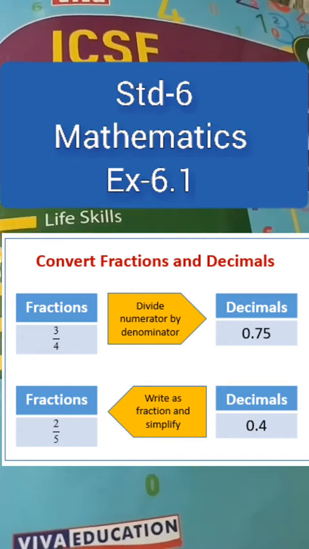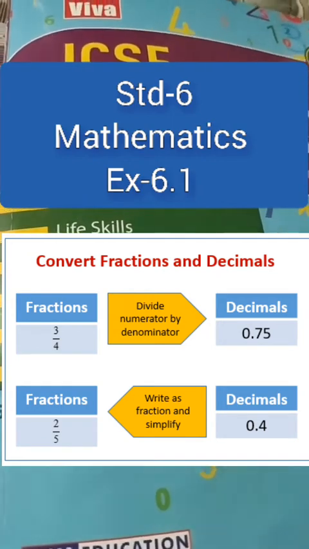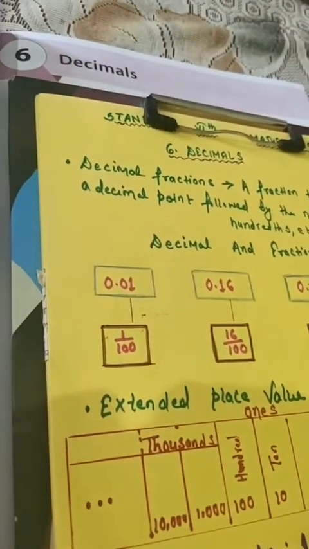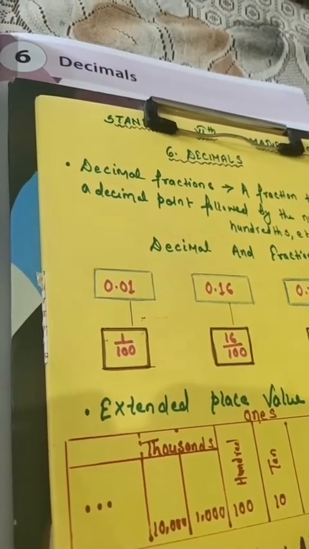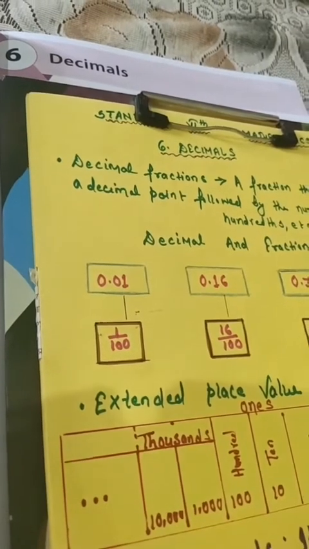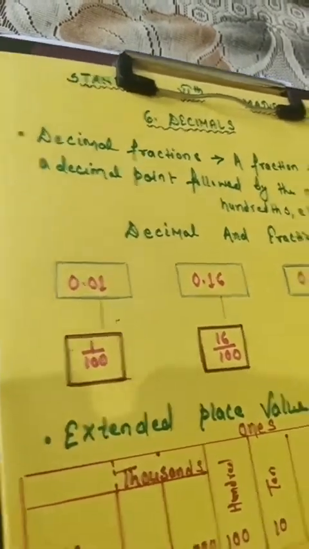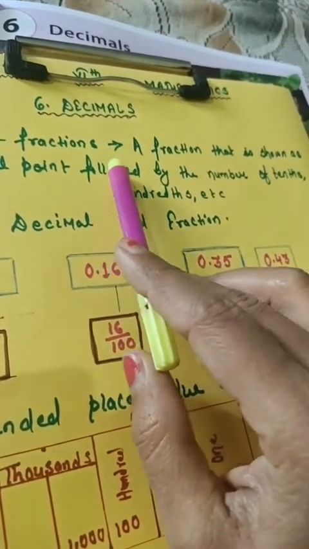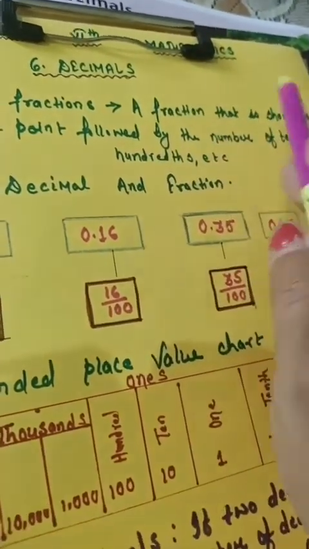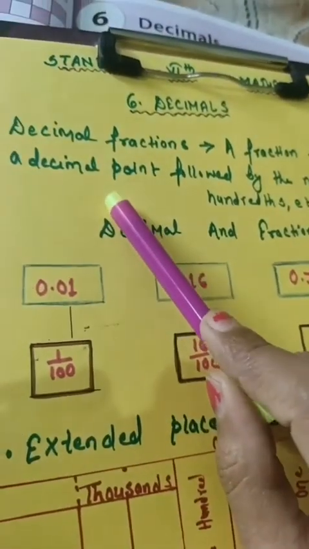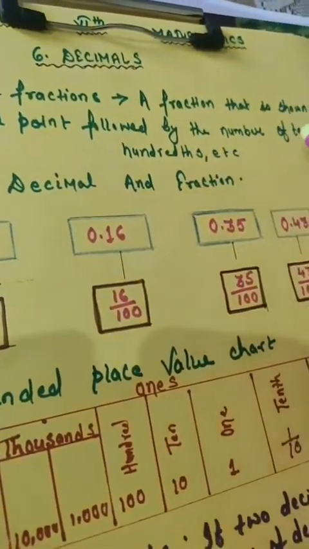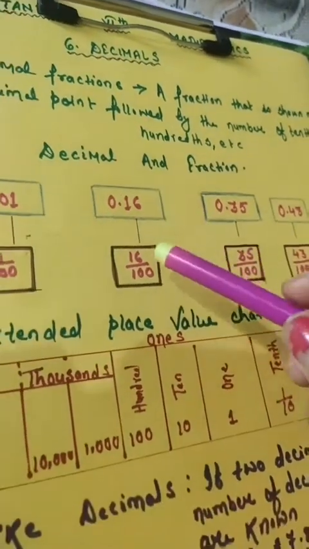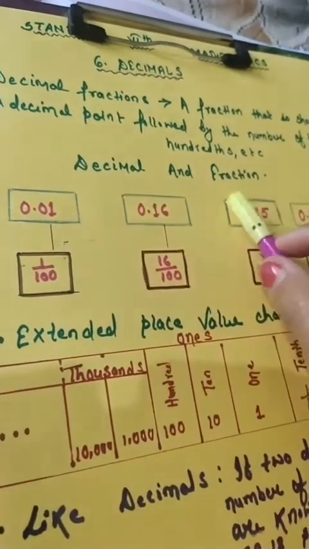Today I am going to start your new chapter 6, decimals. You know about decimal, fraction, like decimal, unlike decimal. These are the concepts given. So first of all we will learn what a decimal fraction is. A decimal fraction means a fraction that is shown as a decimal point followed by the number of tenths, hundredths, etc. For example, I have given here decimal and fraction.